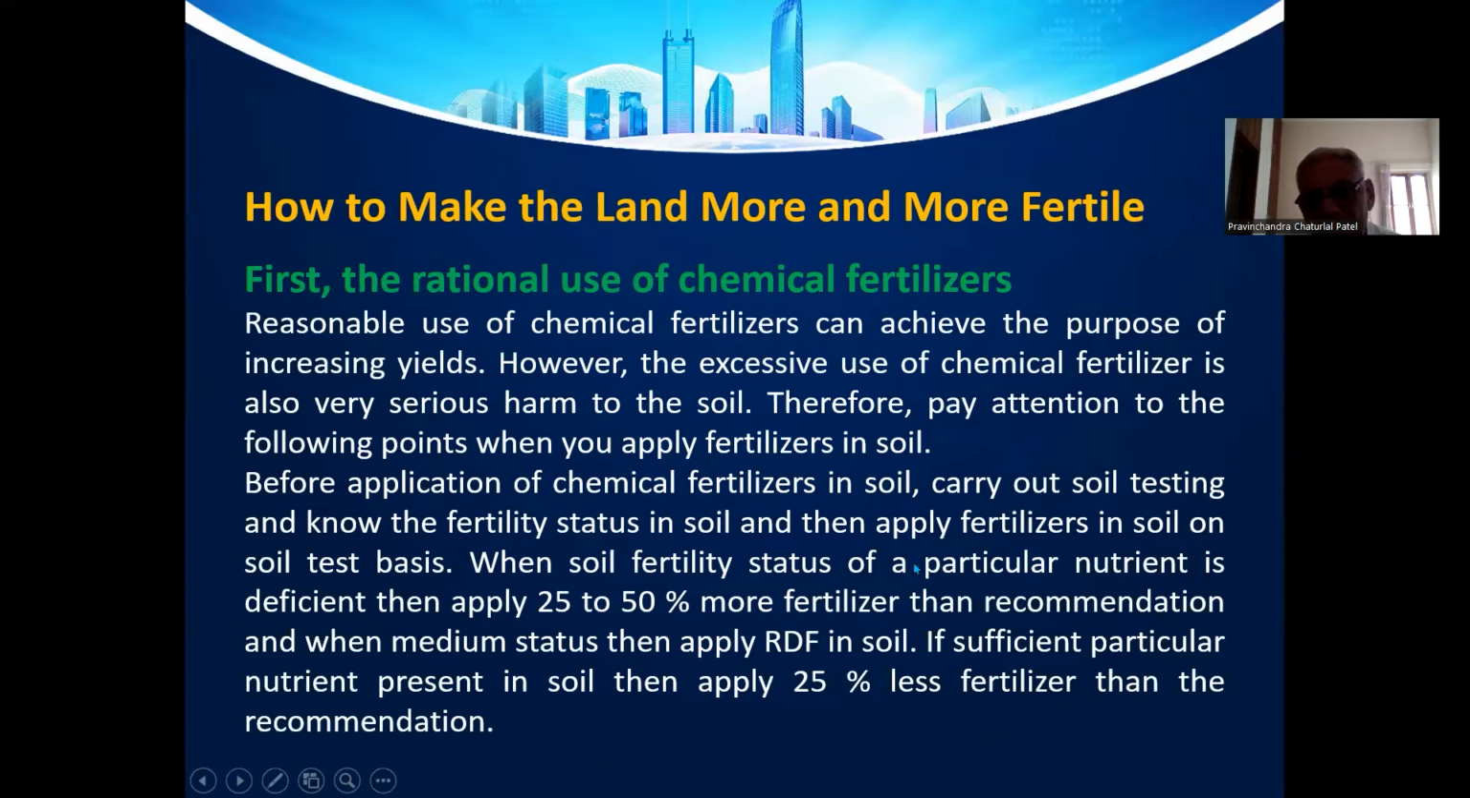When the soil fertility status of a particular nutrient is deficient, then apply 25 to 50% more fertilizer of that particular nutrient than the recommended dose. And when the status is medium, then apply the recommended dose of fertilizer in soil. If sufficient of a particular nutrient is present in soil, then apply 25% less fertilizer than the recommendation.